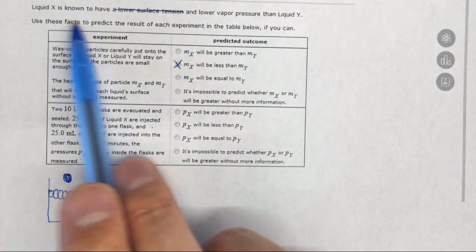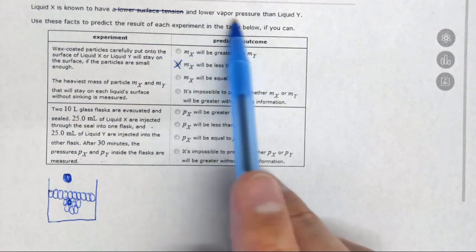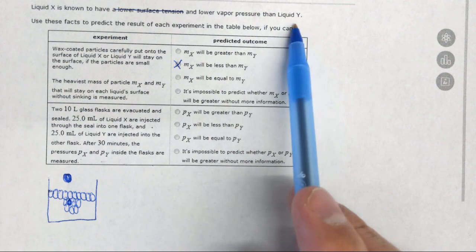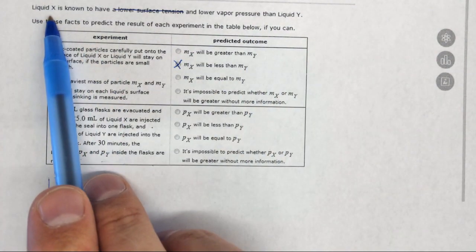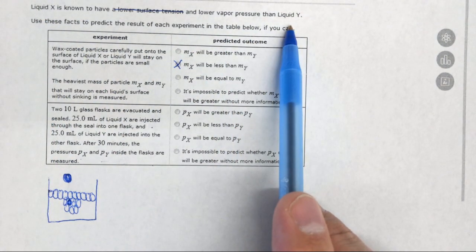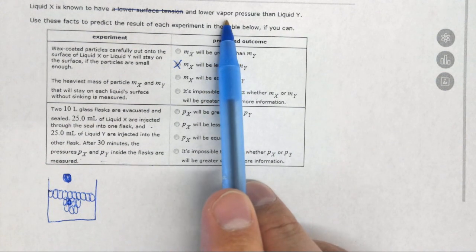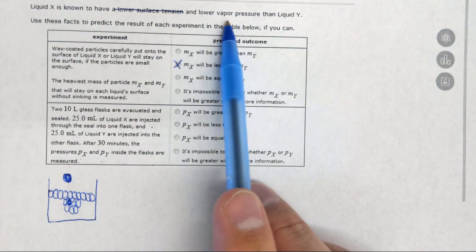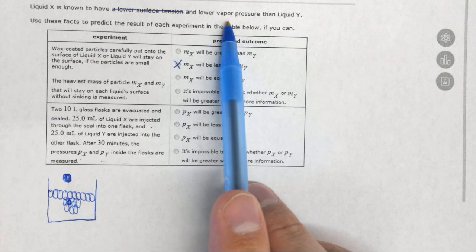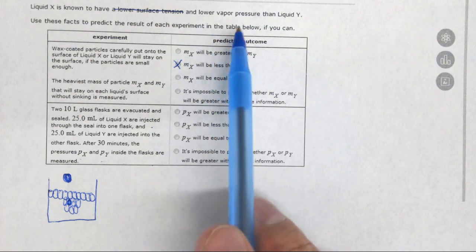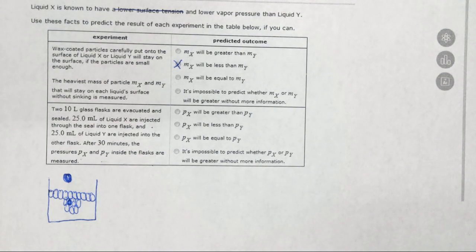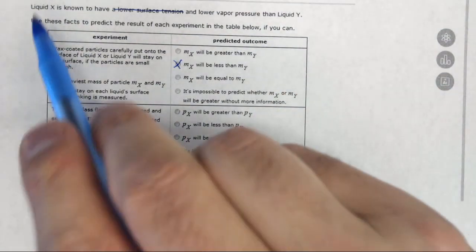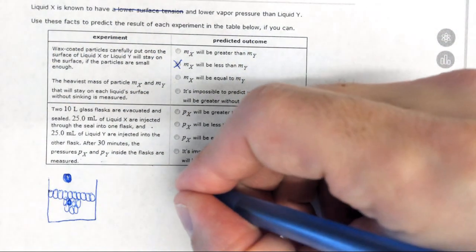So we know something about the vapor pressure. We know that liquid X has a lower vapor pressure than liquid Y. So in this case, liquid X would have stronger intermolecular forces than liquid Y. Remember that vapor pressure is the only common property studied in general chemistry that's inversely proportional to intermolecular forces. So as intermolecular forces go up, vapor pressure goes down. And here's why.